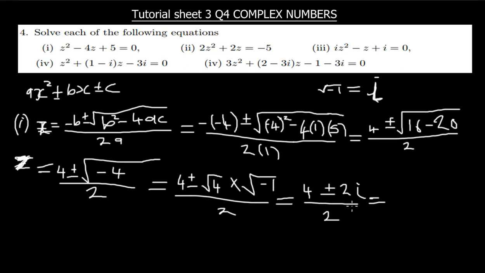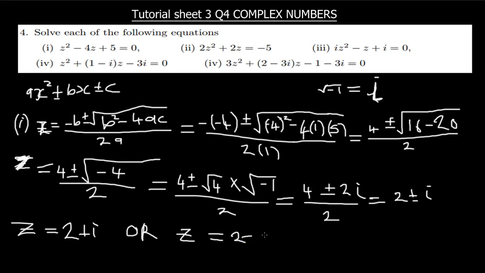When I divide the 2 into 4, I'll get my answer to be 2 plus or minus 2i, divided by 2, I'll get i. 2i divided by 2, I'll get i. So this is my answer. In short, my z is now going to be 2 plus i, or z is equal to 2 minus i. So these are my answers for question 4.1.